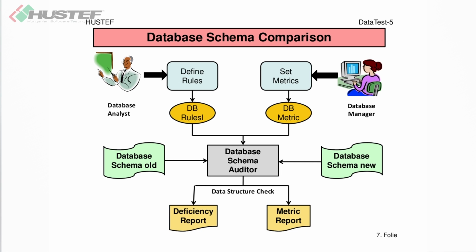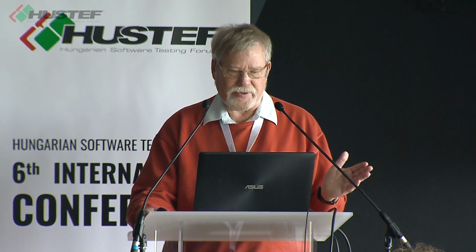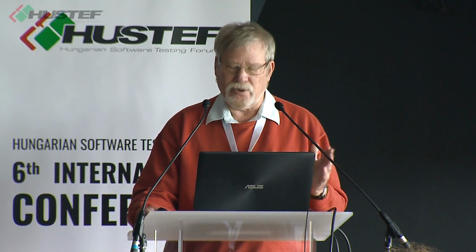We're checking the old data structure against the new data structure to see what keys have been added, what attributes are left out, what types have changed, what types are incompatible. This is a report produced by the tool from a SQL database. It lists out the tables, the number of lines, the number of fields, data types, primary keys, foreign keys, indexes, computes the row size, and the data points and function points for making cost estimation.